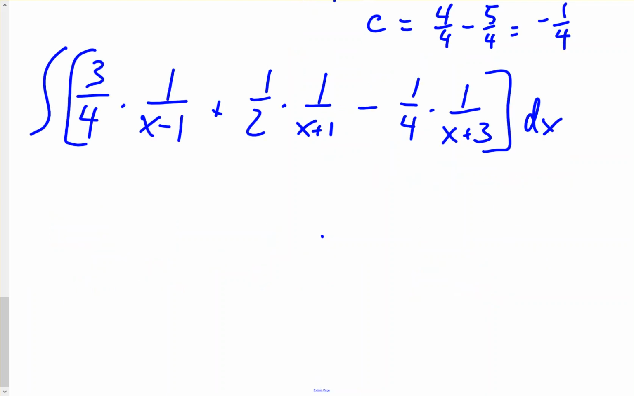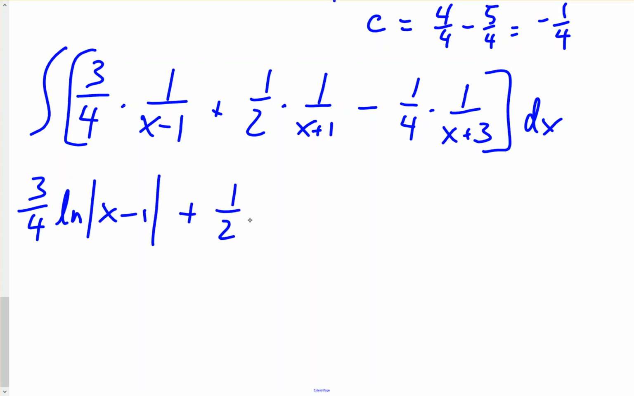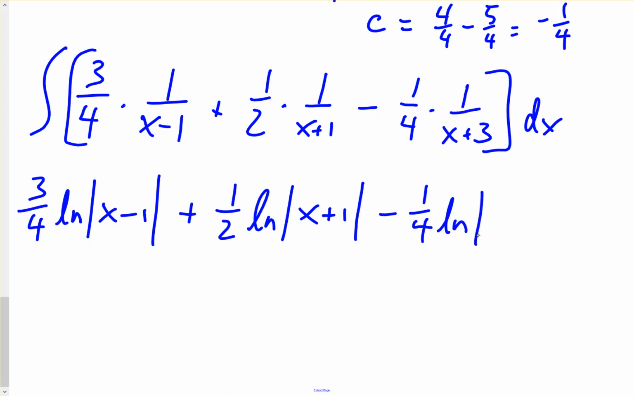And then when we integrate, these are pretty straightforward. These are all turned into ln. Right? So we would say here, for example, 3/4 times natural log of absolute value of x minus 1 plus 1/2 ln absolute value of x plus 1 and minus 1/4 ln absolute value of x plus 3 plus c.